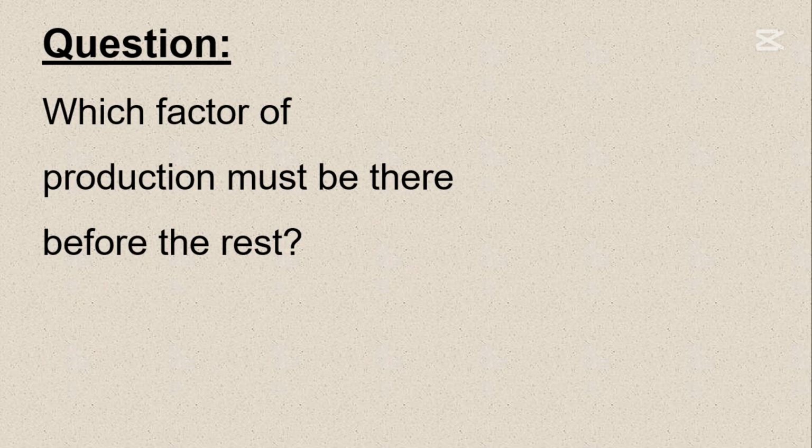I have a question for you here before I get into the end of the tutorial. Which factor of production must be there before the rest of the factors of production? You can pause the video and then try to answer the question and see whether you can get that one factor of production which you must have before any other factor of production.